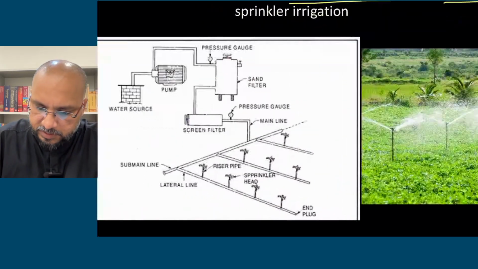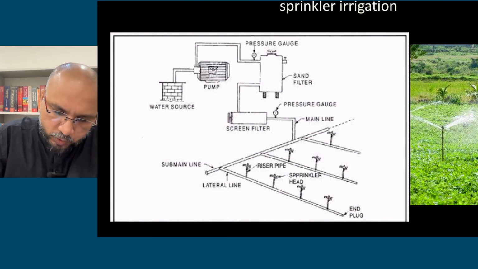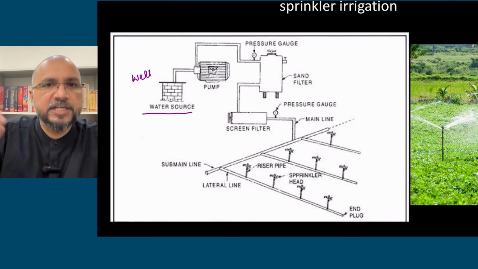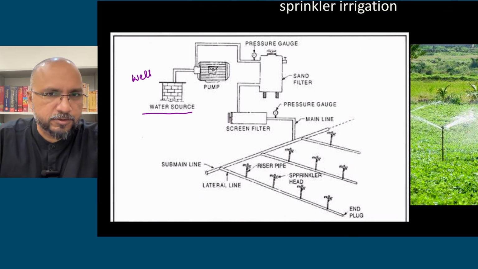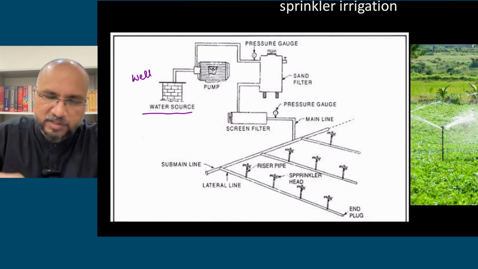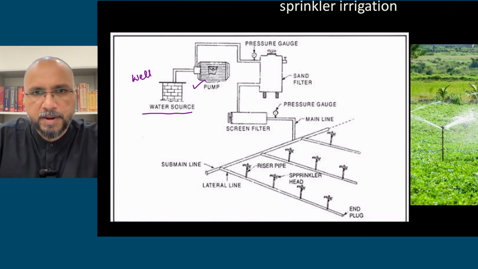Right? Now it is more visible. All right, so this is the source. So the water source is generally a well. Now from the well you will pump out water. You are doing irrigation, so there must be a water source. So the well is the water source. Through the well, water will be pumped out. So this pump will pump out water.